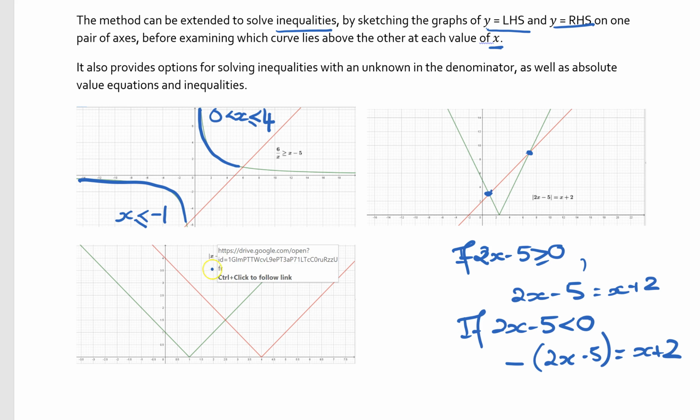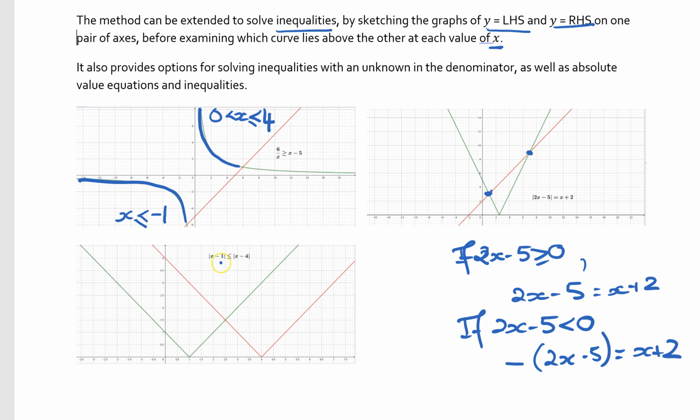It's also good for inequalities involving absolute value equations. And those inequalities can be really difficult to solve algebraically, but at least this can give us the heads up about sort of how many parts we expect to our solution.